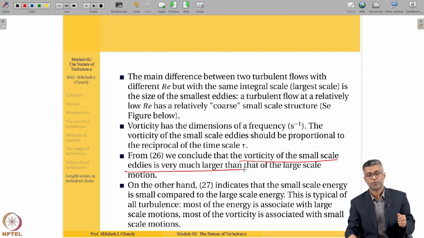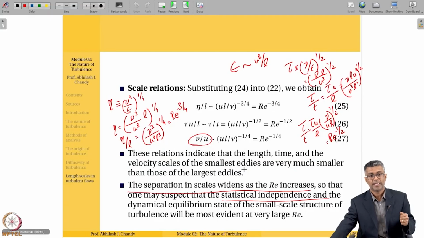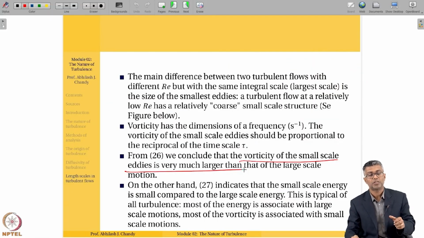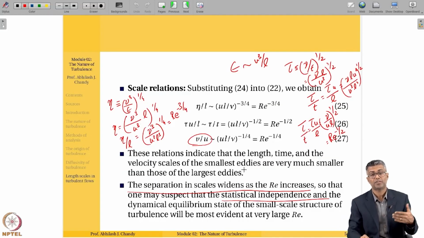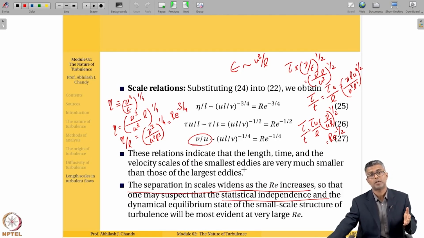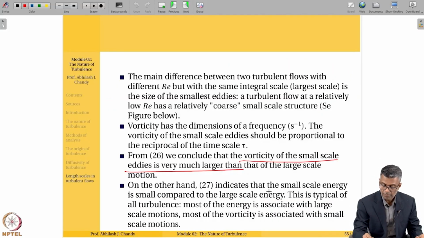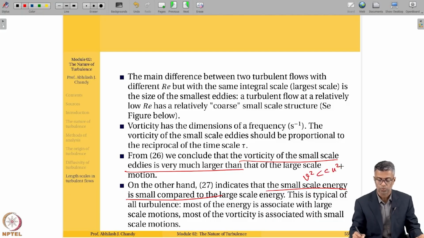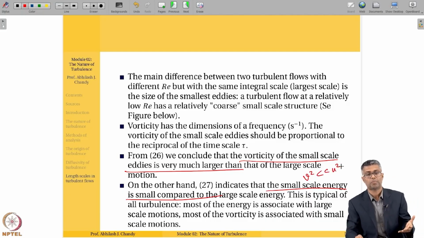And on the other hand, if you look at equation number 27, that indicates that small scale energy is small compared to the large scale energy. V over U is Re to the negative 1/4. So with higher Reynolds number, that V over U is a small number. So small scale energy, V squared over U squared, is also an even smaller number, right? So based on 27, V squared is much less than U squared. So small scale energy is small compared to the large scale energy.